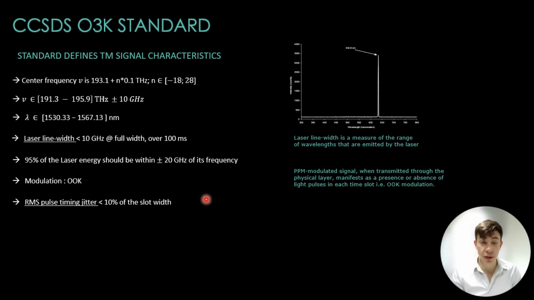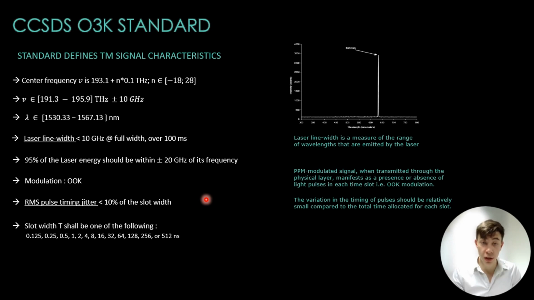The pulse timing jitter, which refers to the variation in pulse timing, should not exceed 10% of the slot width. This ensures consistent signal timing and improves receiver performance. The slot width, the time duration allocated for each bit, is flexible and can be chosen from a range of values between 0.125 nanoseconds and 512 nanoseconds, allowing adaptability to different data rates and mission requirements.